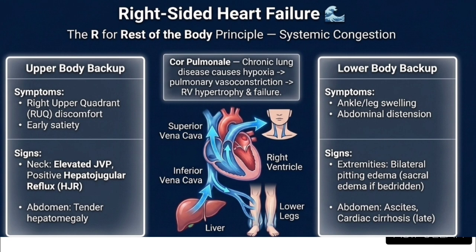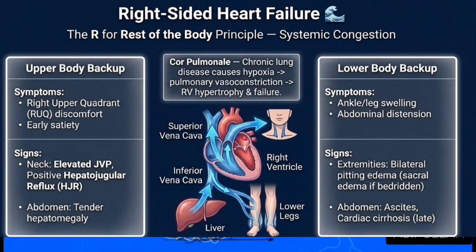Lower body backups show up as that classic bilateral pitting edema, or sacral edema if the patient happens to be bedridden. And here's a really key point. As we see with cor pulmonale, chronic lung disease can trigger pulmonary vasoconstriction, which leads straight into this right-sided failure.